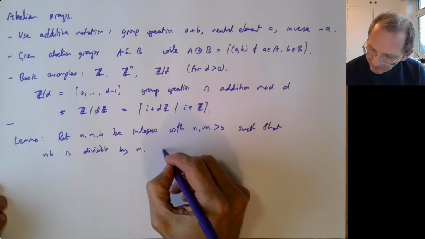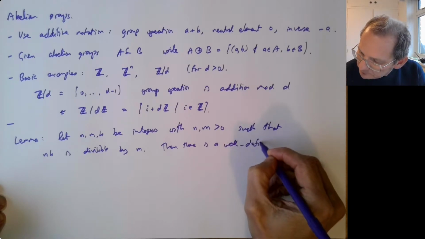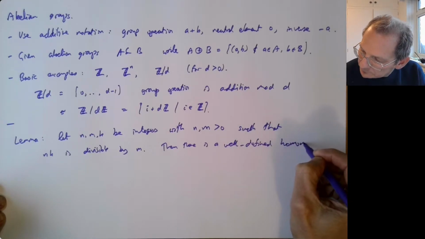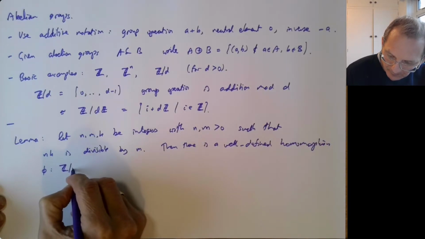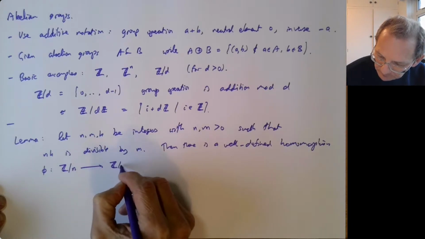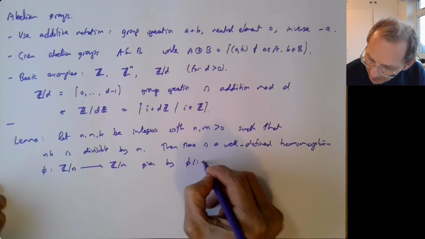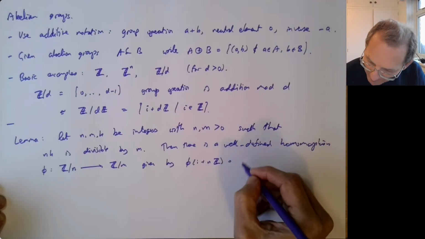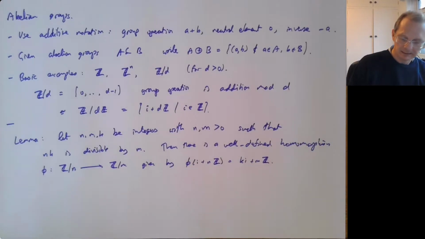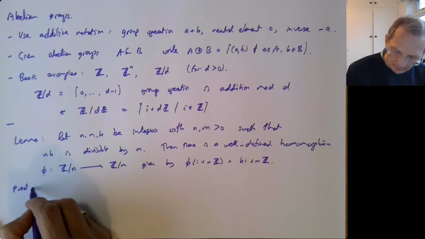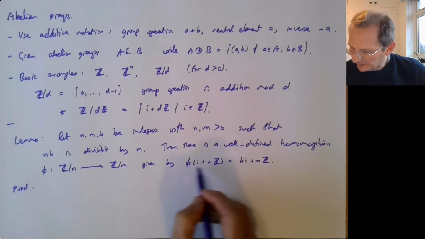Okay. Then there's a well-defined homomorphism, which I'll call phi, from Z mod n to Z mod m, given by phi of i plus nZ is going to be ki plus mZ. Okay, so the main point is just to check that this definition here is well defined.